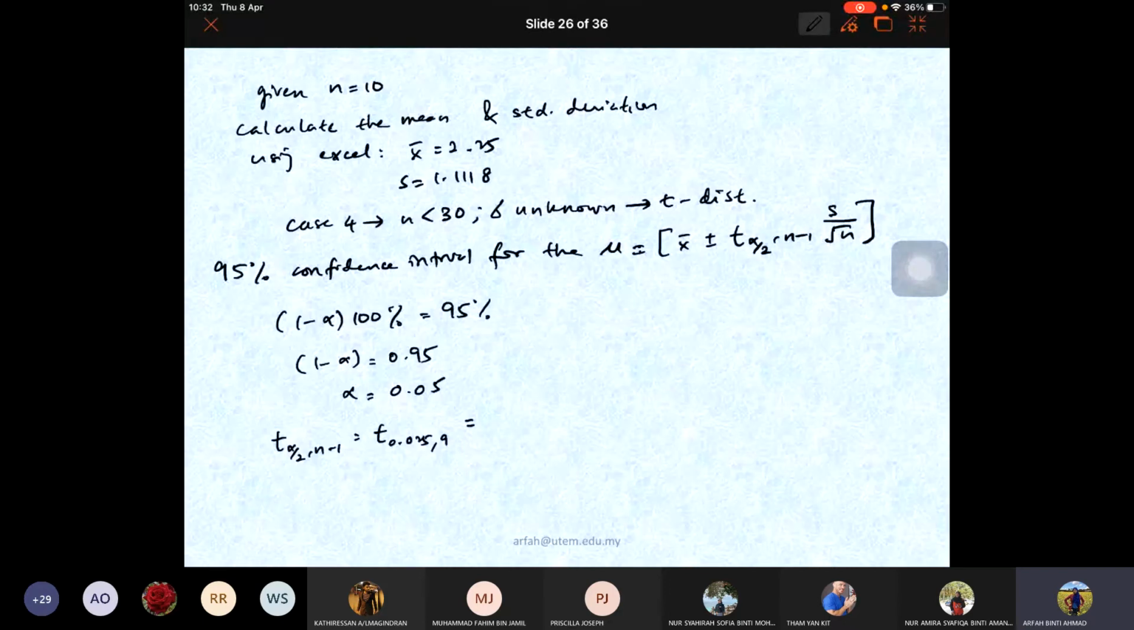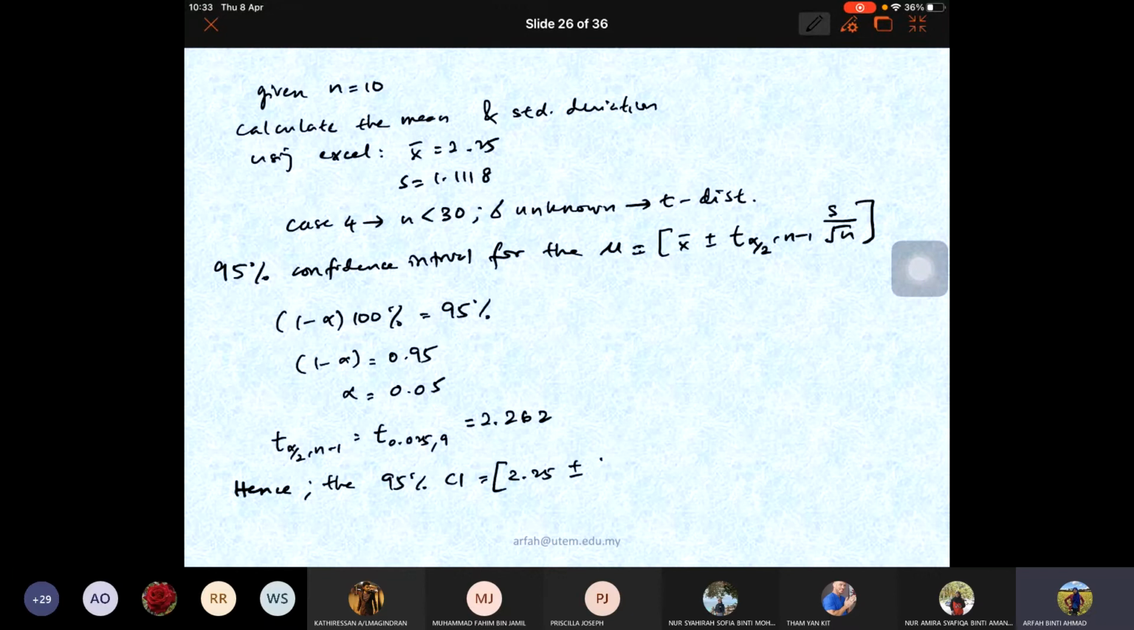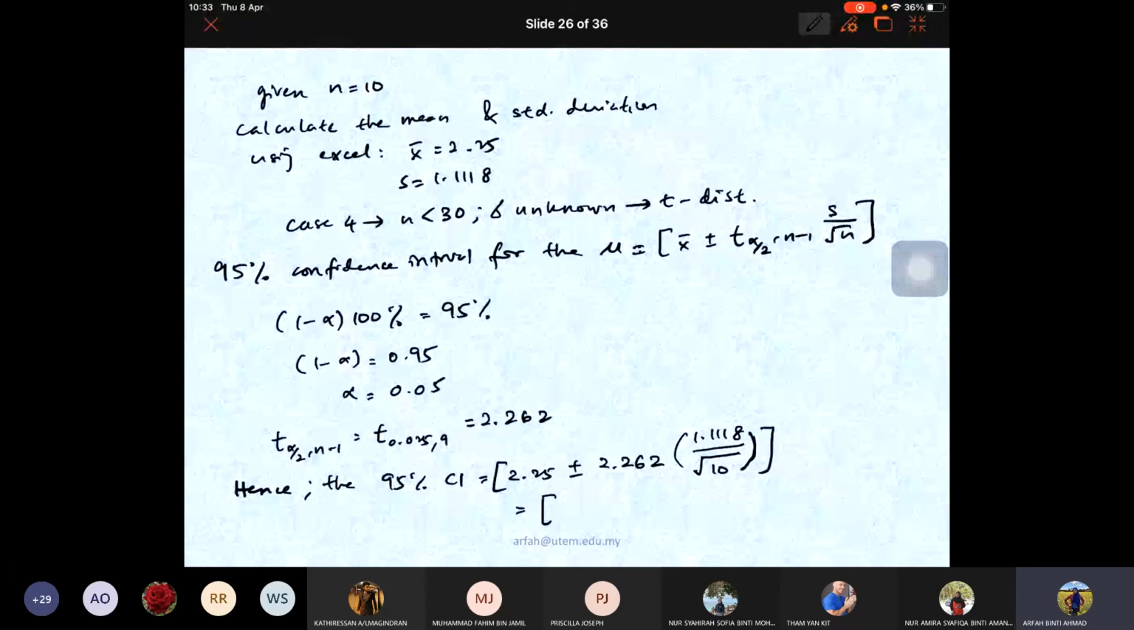So dapat sama dengan berapa? Cari dekat dalam T distribution and then calculate the 95% confidence interval. Kira T 0.025, 9 dapat berapa? 2.262. Okay, betul. X bar is 2.25 tambah tolak 2.262, S is 1.118 bahagikan dengan square root of n, n is square root of 10. So calculate and then tengok dapat berapa.